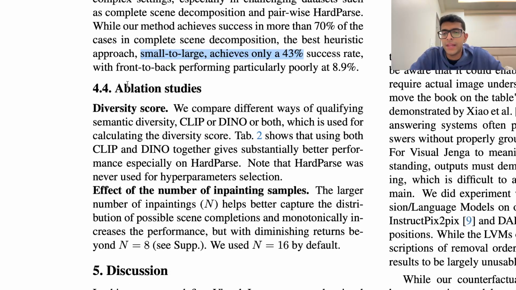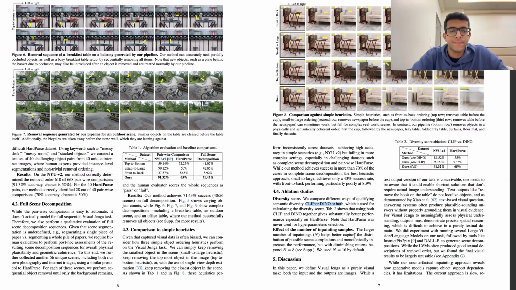Again, we're going to have the ablation studies as well, on what works best for the model or the pipeline. We're going to have CLIP and DINO both for the best diversity score, of course, and the effect of the number of in-painting samples. After n equals 8, we don't have many better results. So that's why this paper has usually used n equals 16 as default. And once we've covered all this, let's get to the final section of the paper.